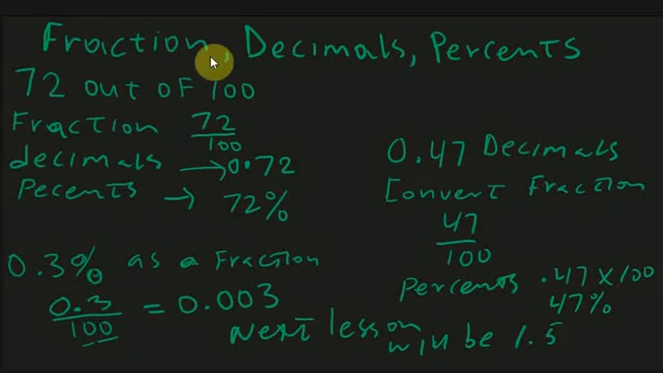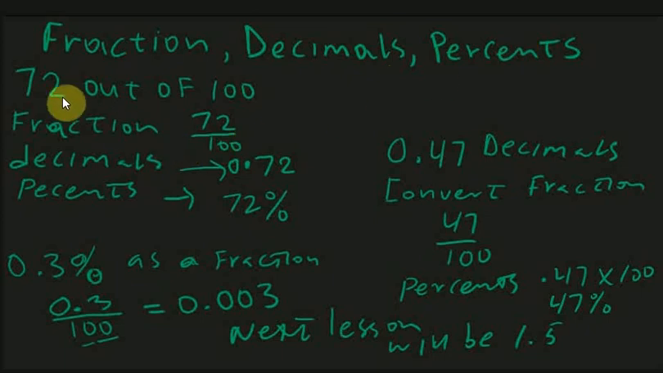In this video, I'm going to cover fraction, decimal, and percentage. How can you go from percentage to decimal, decimal to fraction, and fraction to percentage? Let's say you have 72 out of 100. Make that a fraction, make that a decimal, and make that a percentage.